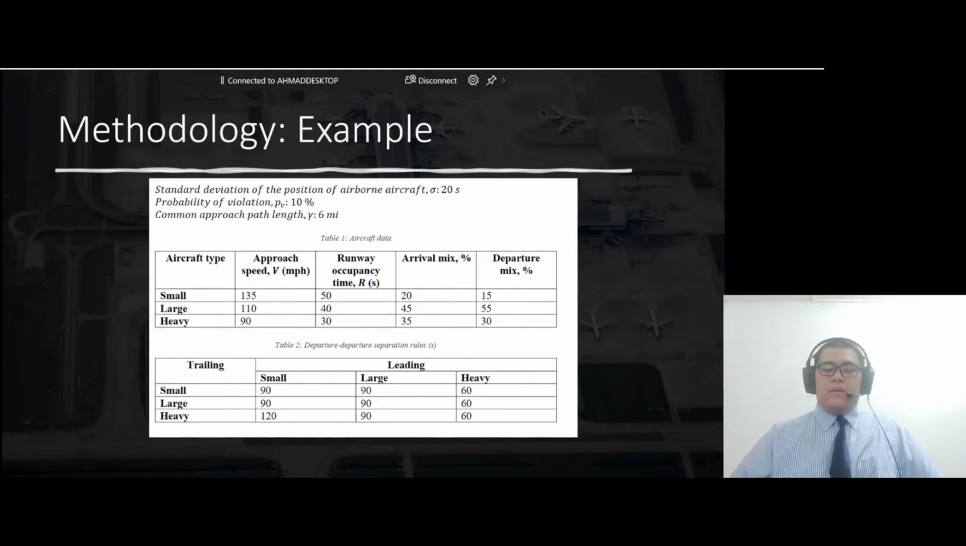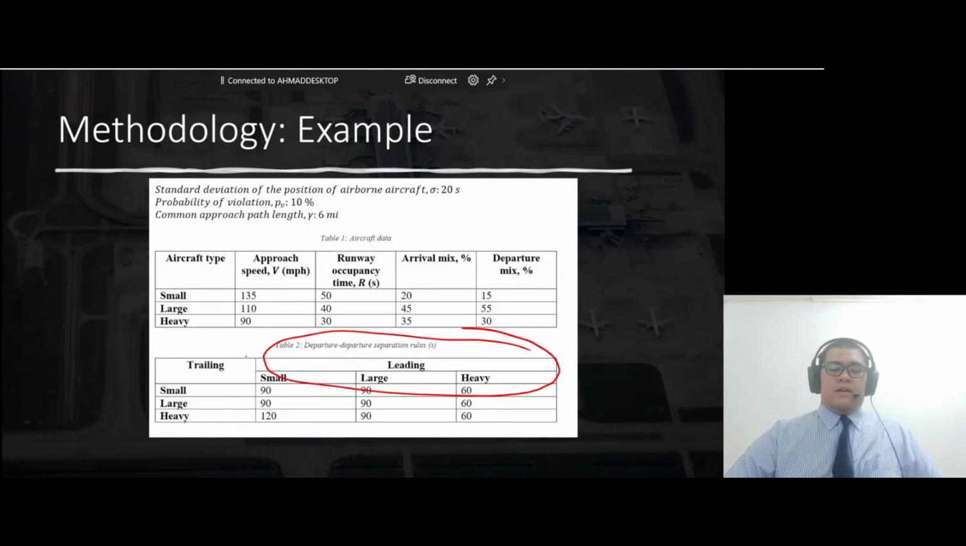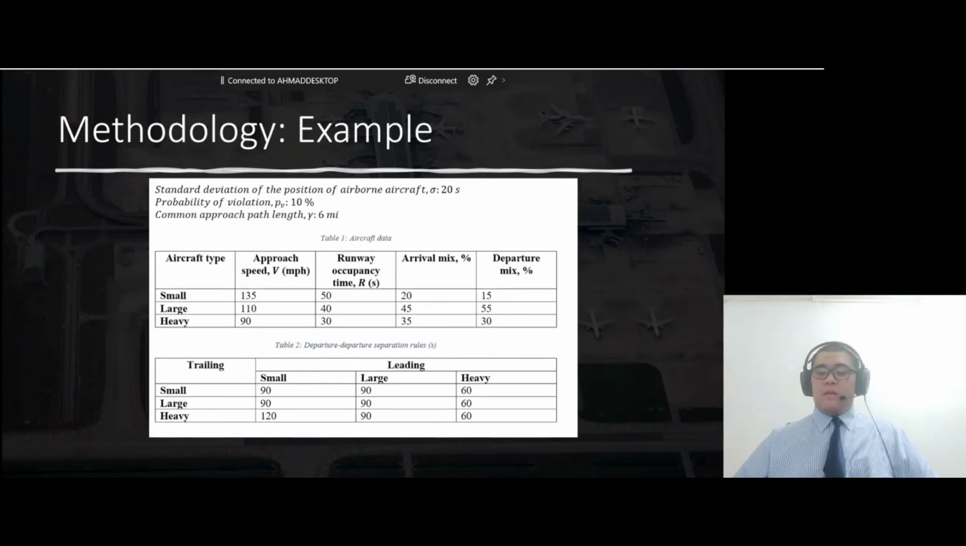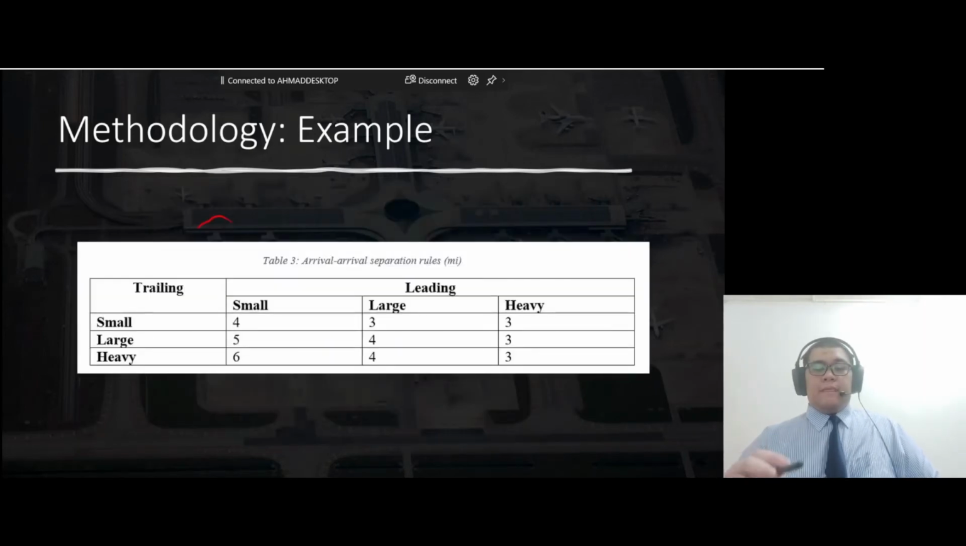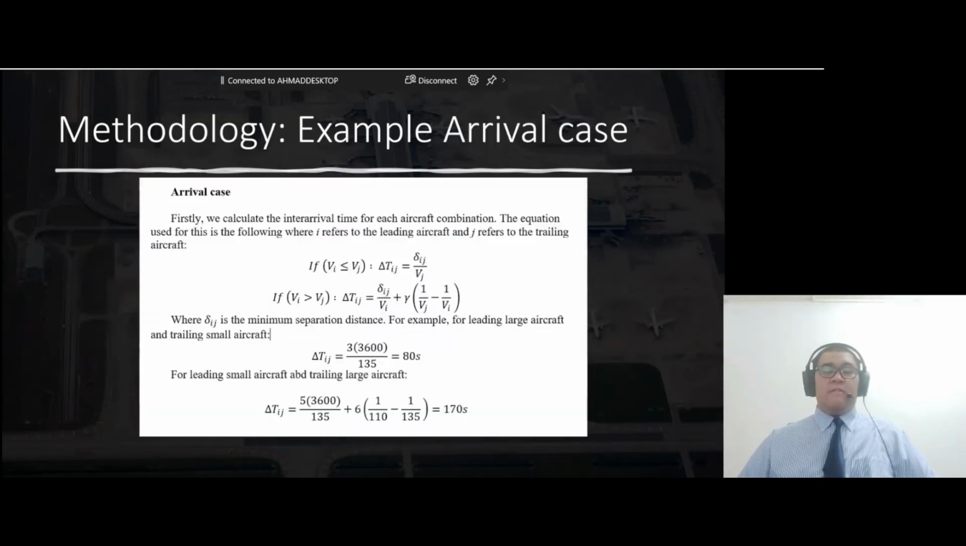So next we have the departure separation rules. As I mentioned earlier, this will be measured in seconds. The top of the table will be for the leading aircraft, and the left side of the table will be for the trailing aircraft. And this is the same thing for arrival separations, but it will be measured in miles. Again, we have both the leading and trailing aircraft.